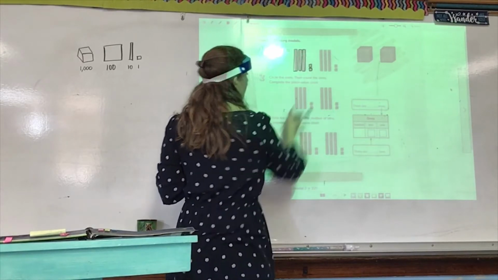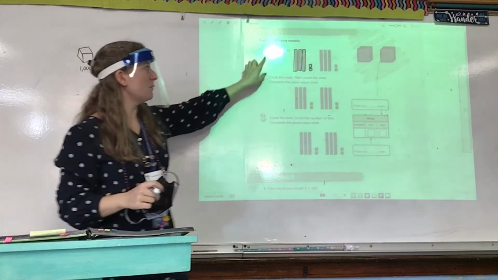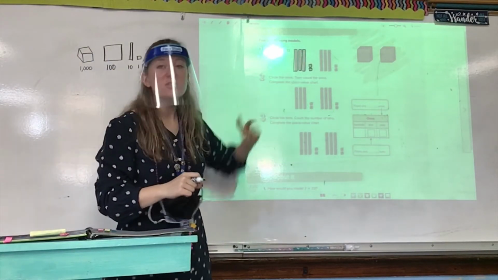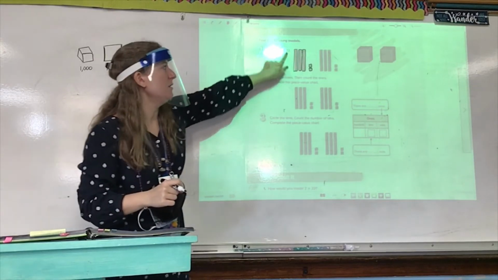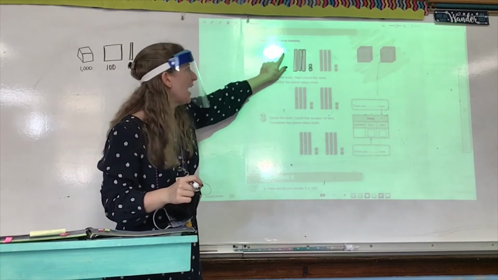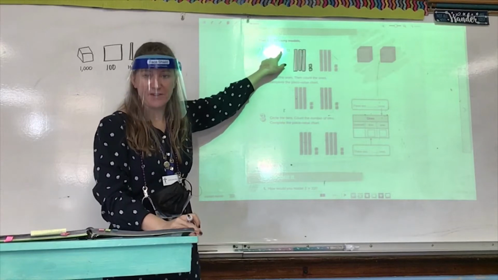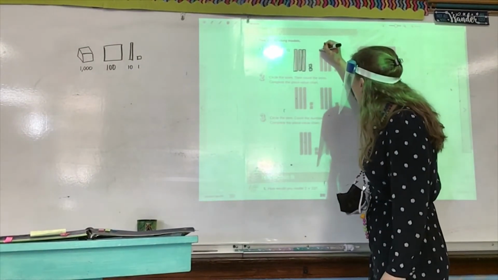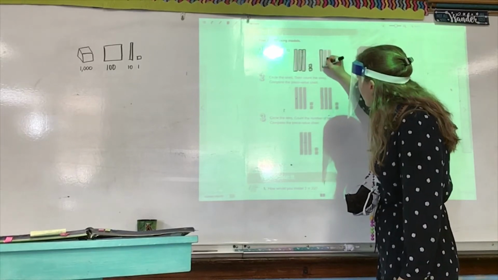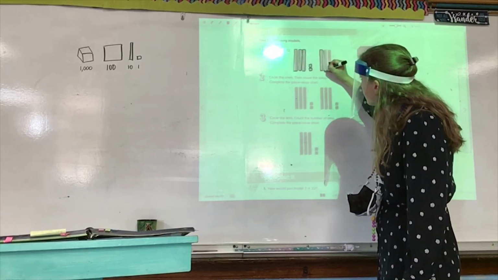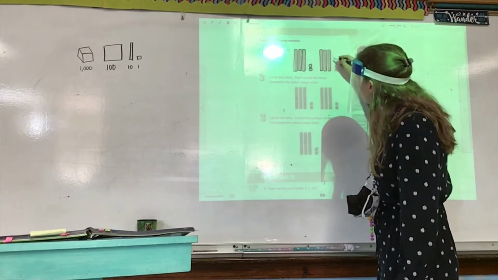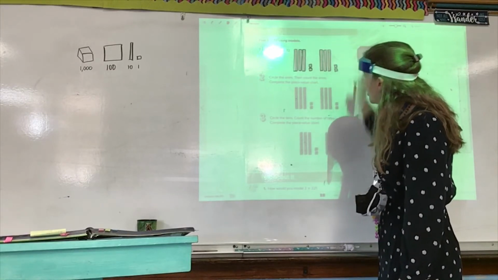And 2 ones cubes. So there we have 32. But to model 2 times 32, we have to do it twice. We model the larger factor and repeat it the smaller factor number of times. So we've got 32, and now we have 2 32s.